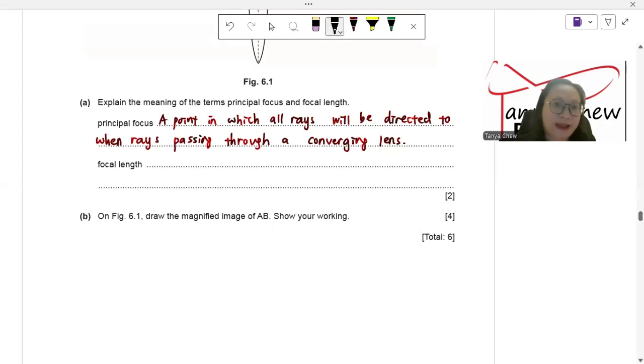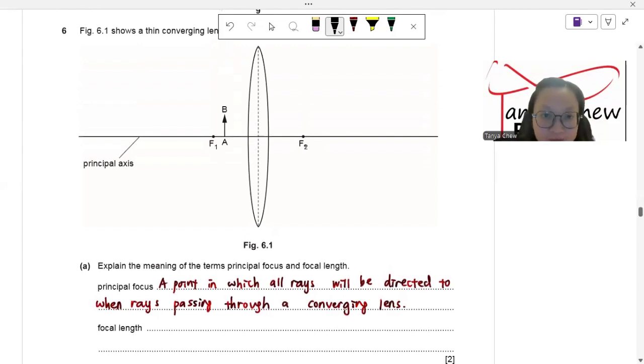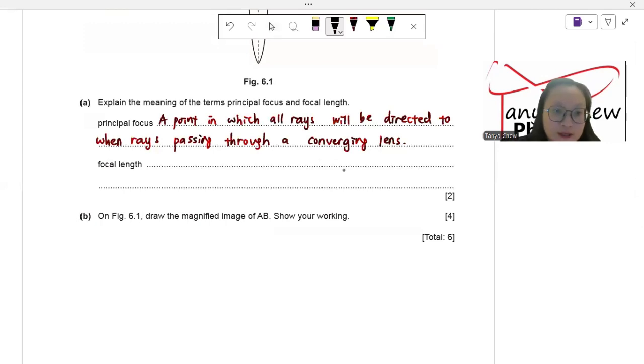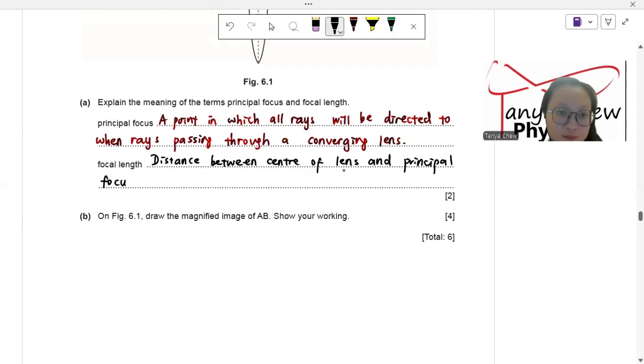What about focal length? Length means distance. Distance from where? Distance between the center of the lens, the one that they draw a dotted line here, to the principal focus. That is called focal length. It is the distance between the center of the lens and the principal focus. Please make sure that you know the definition of these two terms. It is super duper important.